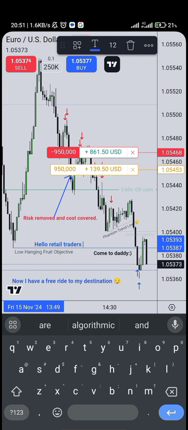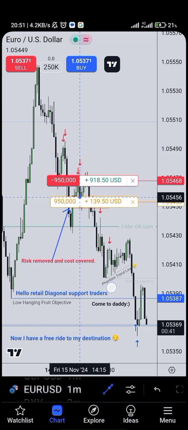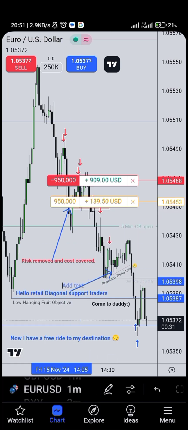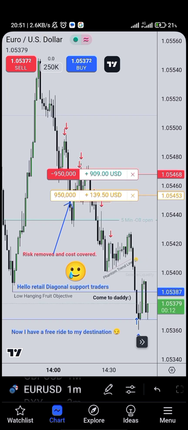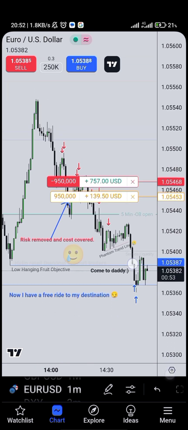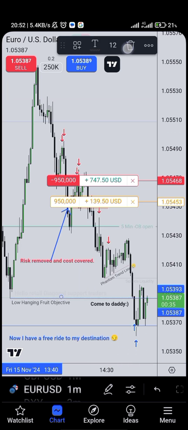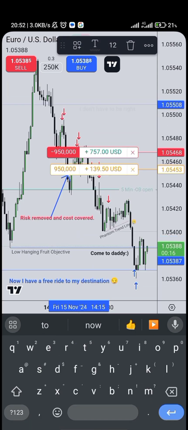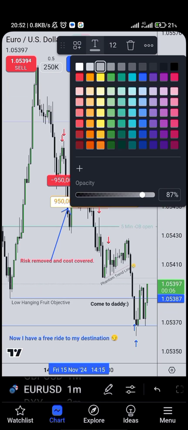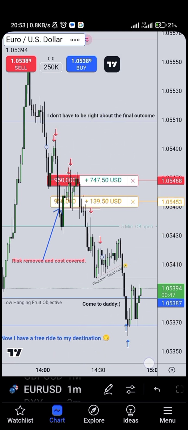So I'm just mocking the retail as much as I can, because really I was in that same shoe and losing money there. So hello retail traders. It's like a power. I paid money to all these guys and they were teaching me support and resistance. It was useless. I'm still watching this inefficiency, but look at my exit here. I don't demand that, but I anticipate that. So I don't have to be right about the outcome. That's what I'm showing you.